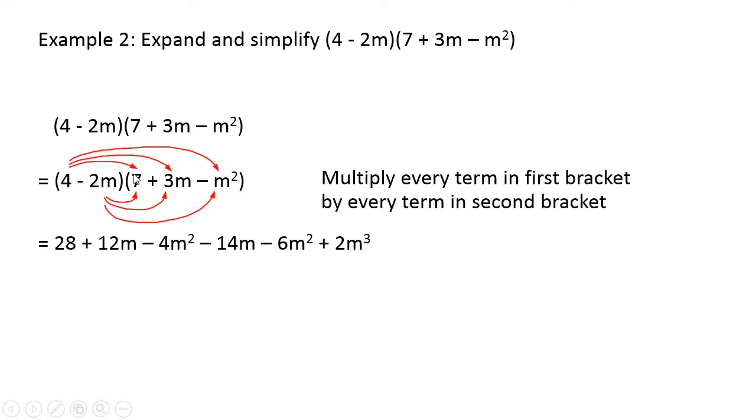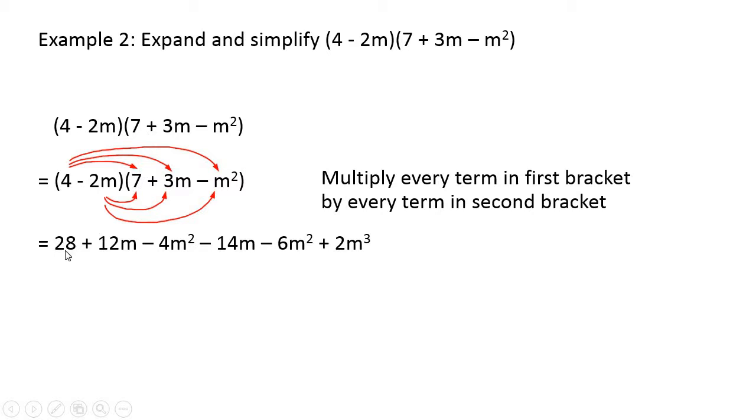So we have 4 times 7 is 28. This is where you want to be clear, guys. If you want, you can write these arrows on your test to keep track of what you're multiplying by what. So you see I'm going in an orderly manner. I'm multiplying the 4 by everything in the second bracket and then the negative 2m by everything in the second bracket, just to make sure I catch all of the multiplications.